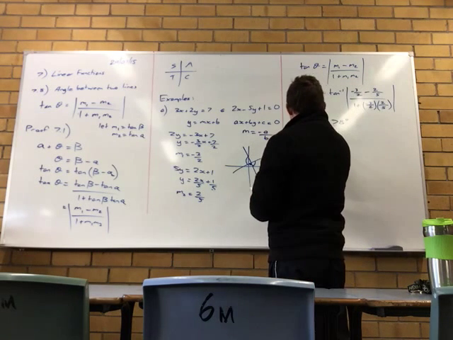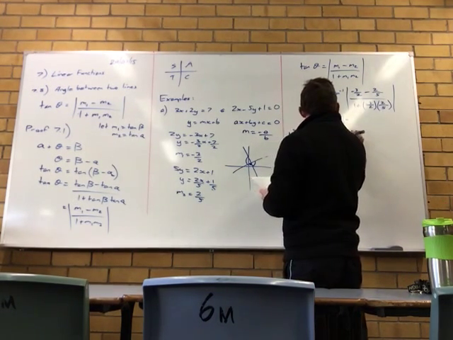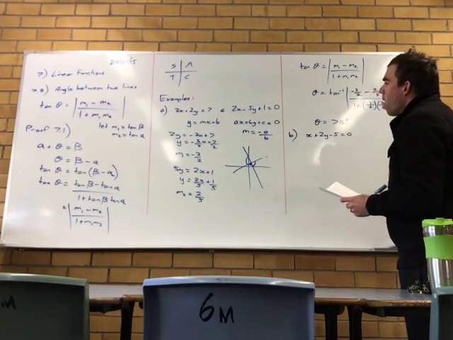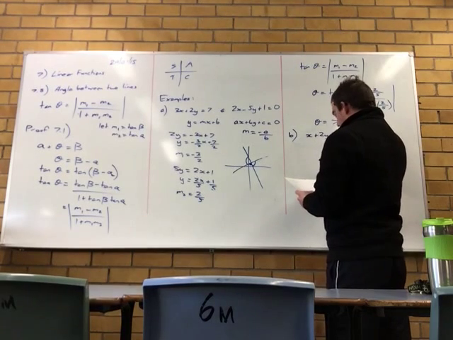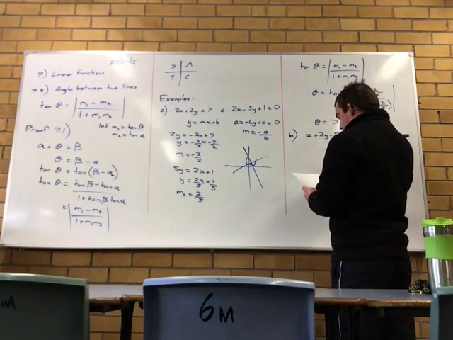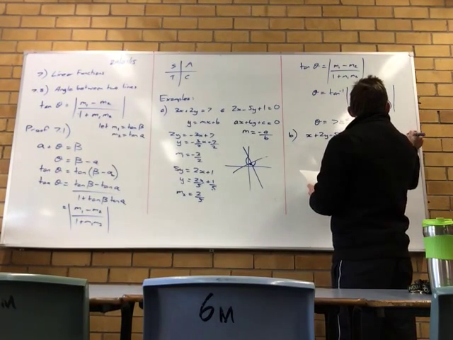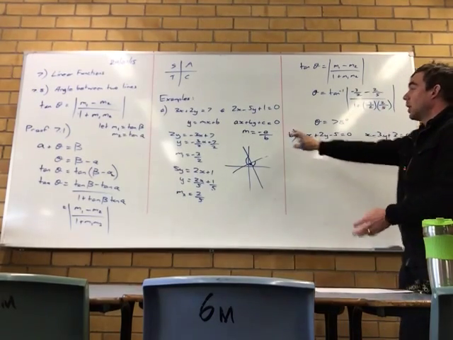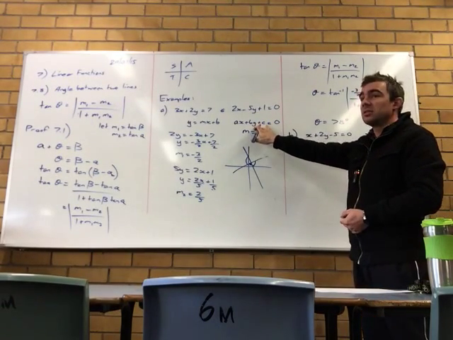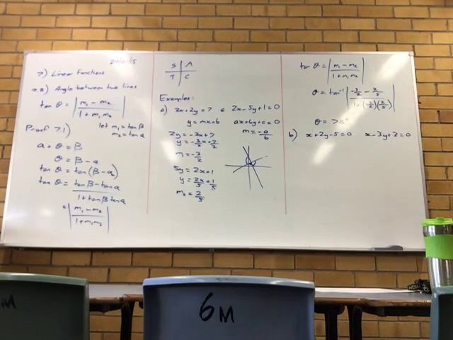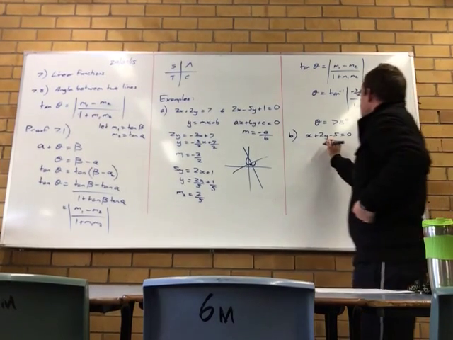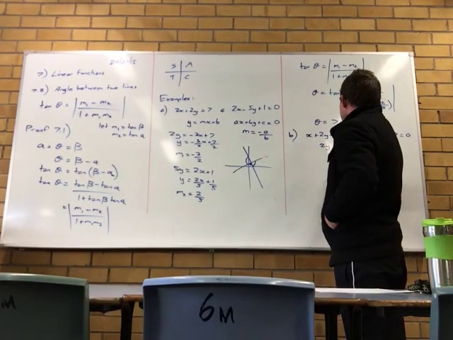Right, so x plus 2y take away 5 is 0, and x take away 3y plus 3 is 0. So the same concept, Mikhaila. If I want to find the gradient of this, I'm going to write it in y equals mx plus c form. So we're going to find the gradient of both of those.